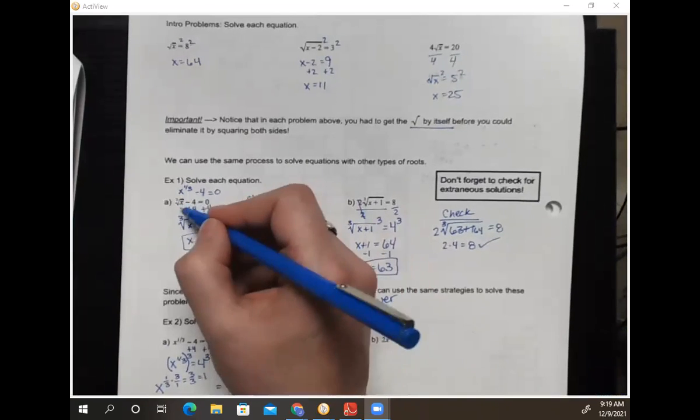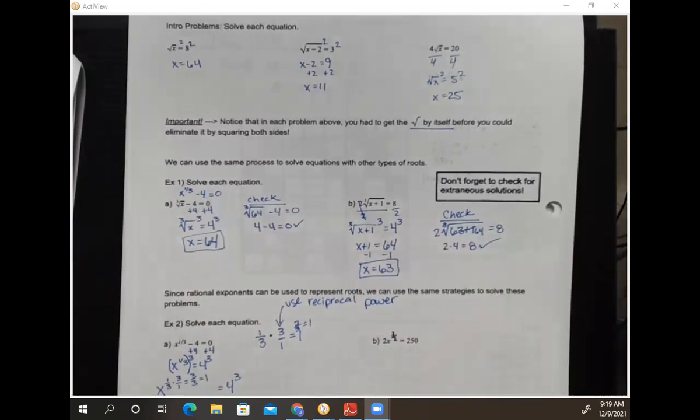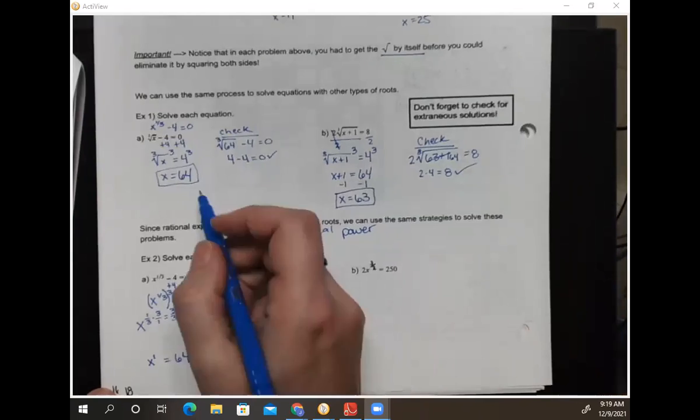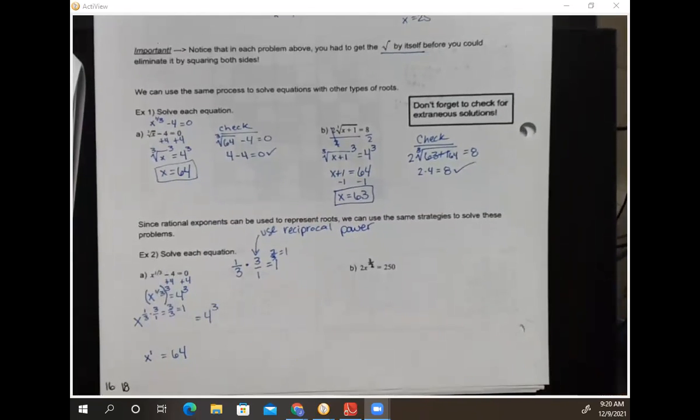So if you wanted to, you could also take this and rewrite it in this form to solve it. Okay, both of them work. They mean the same thing. You're going to get the same answer. And then if I had this format, I would still check this answer.